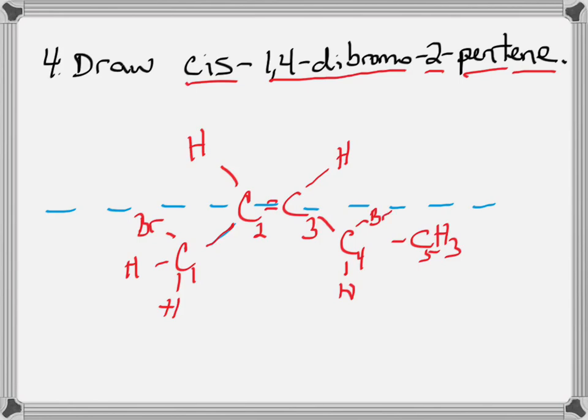And so now I got a bromine on the 1 carbon, a bromine on the 4 carbon, and I have a pentane there. It's 5 carbons long. I got the hydrogens on the same side. It's in cis. And so that would be the way in which we could draw that molecule.